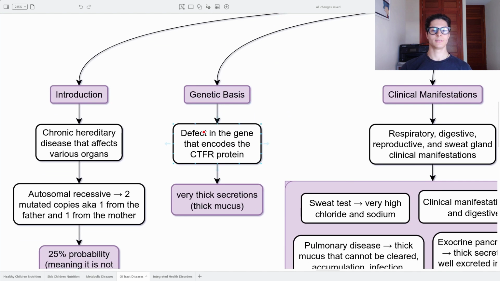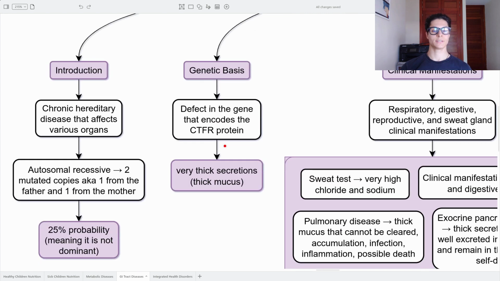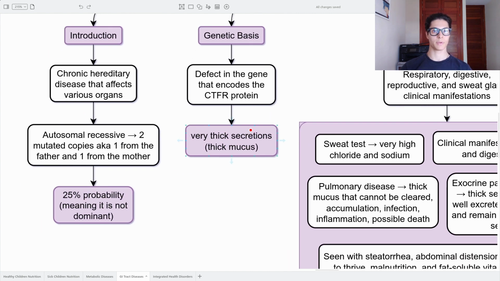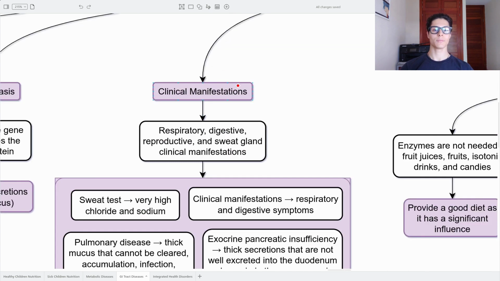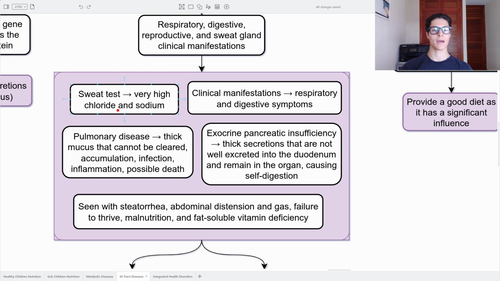Genetic basis. This is a defect in the gene that encodes the CFTR protein. This indeed will create a very thick secretion, a thick mucus. So all the secretions in our body will be much, much thicker. And that's going to create a lot of problems. Clinical manifestations: respiratory, digestive, reproductive, and sweat glands. Sweat test: very high chloride and sodium. Clinical manifestations: respiratory and digestive symptoms.